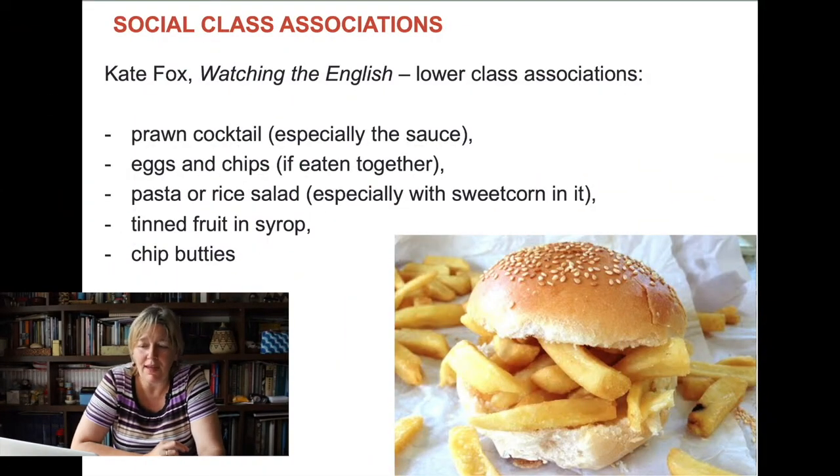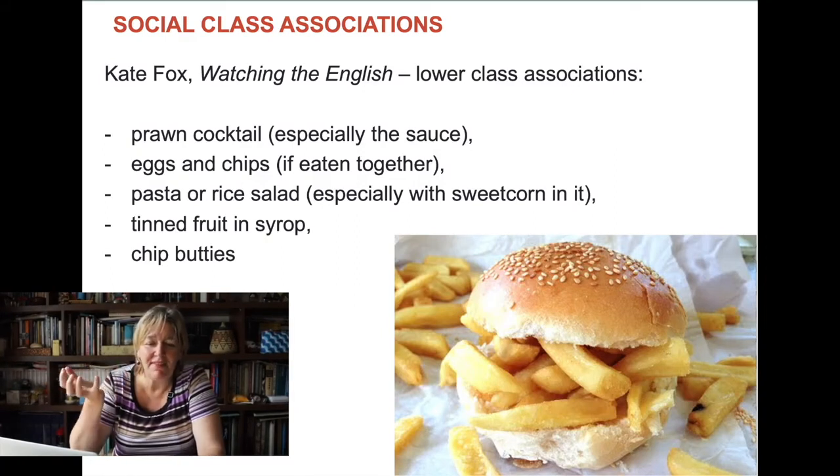The next thing is associations between social class and specific dishes. And here I'll refer to the book I mentioned last week in reference to fashion, Kate Fox's Watching the English. And she gives a list of all kinds of strange or not so strange foods associated in England with lower class, with the poorer sections of the society. For example, prawn cocktails, especially the sauce, the kind of Thousand Island sauce, this is low class. Eggs and chips, if eaten together; if someone eats eggs without the chips, it means the French fries in America.